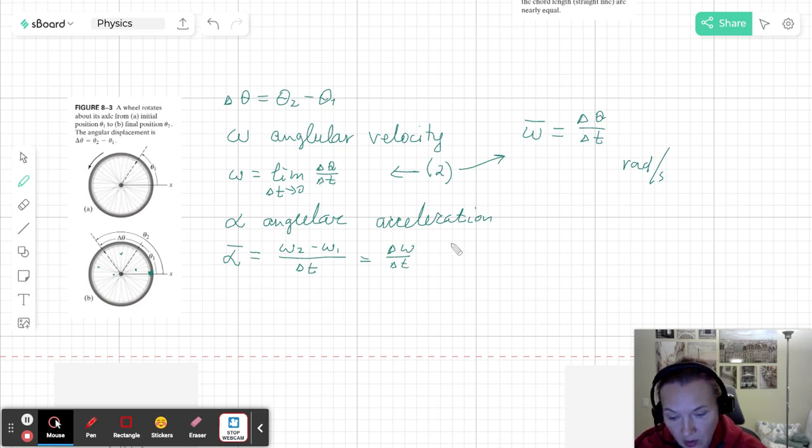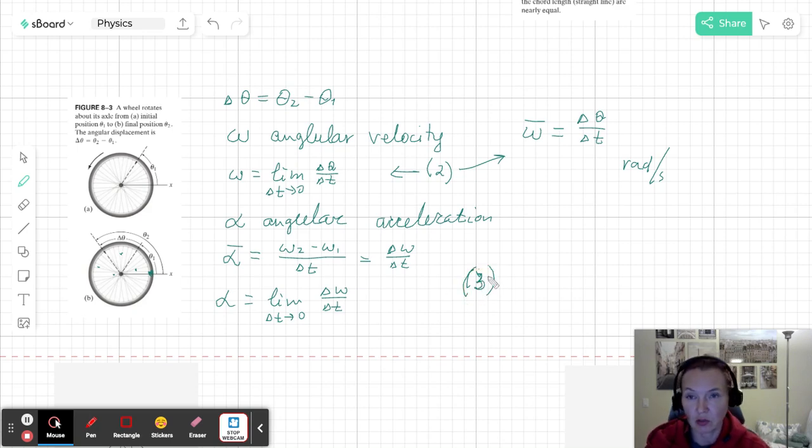And for the instantaneous angular acceleration, very similarly, we would have to calculate the limit of delta omega over delta t as our change in time approaches 0. I'm going to say that those two are equation number 3, so that it's easier for me to refer back to those. So I'll say equation number 2, equation number 3. You will know what that means.